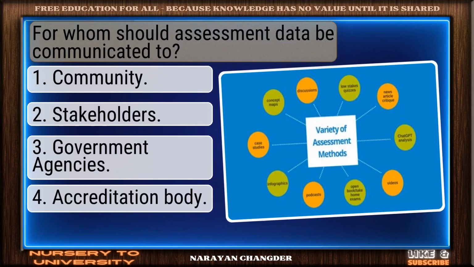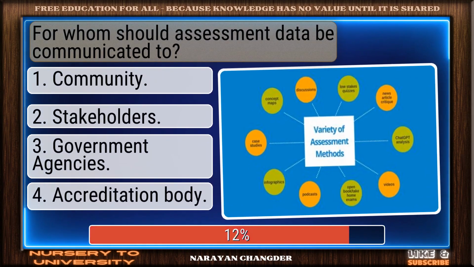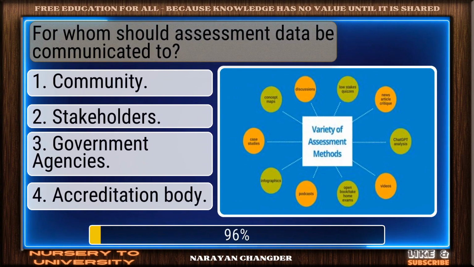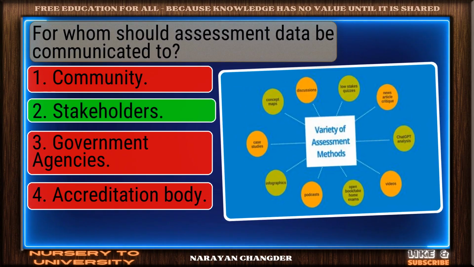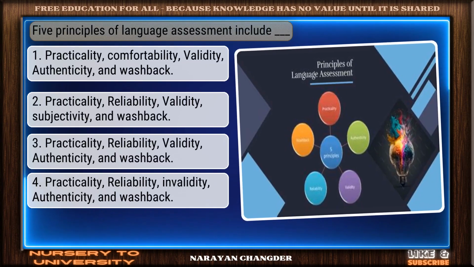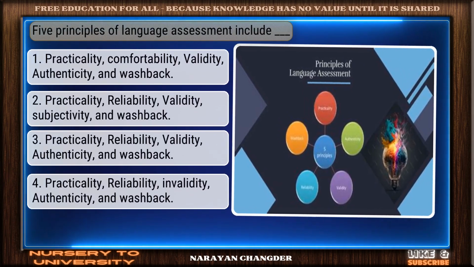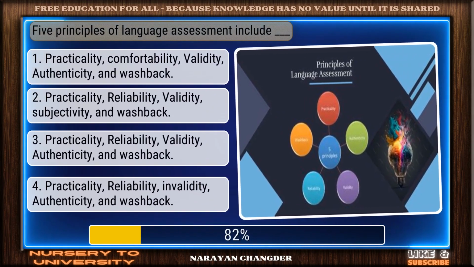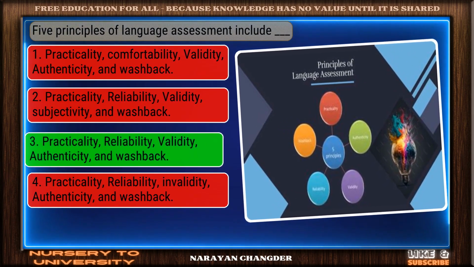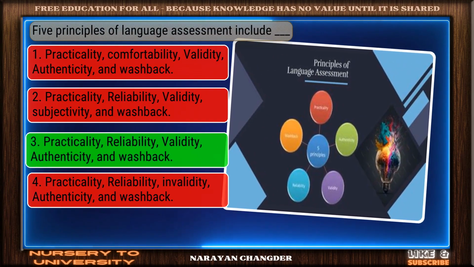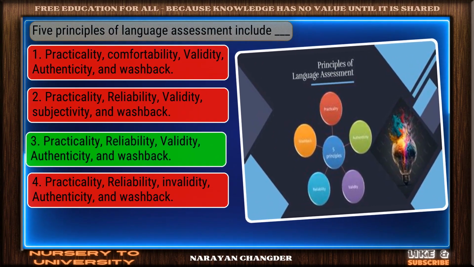For whom should assessment data be communicated to? You chose stakeholders, and it is correct. 5 principles of language assessment include dash. Great thinking. Practicality, reliability, validity, authenticity, and washback is the right choice.